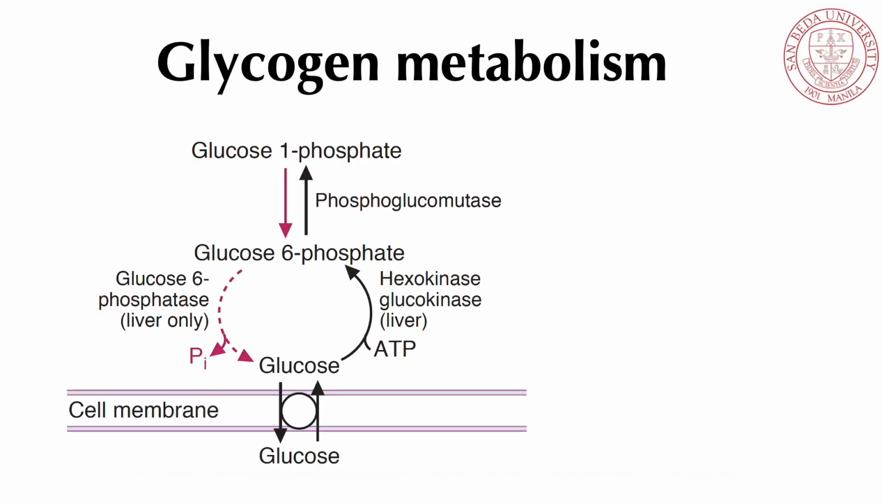Now, before I get to the topic of glycogenesis, I would like to emphasize that glucose 1-phosphate must first be converted to glucose 6-phosphate for it to be channeled to major metabolic pathways. And the enzyme that catalyzes this is phosphoglucomutase.